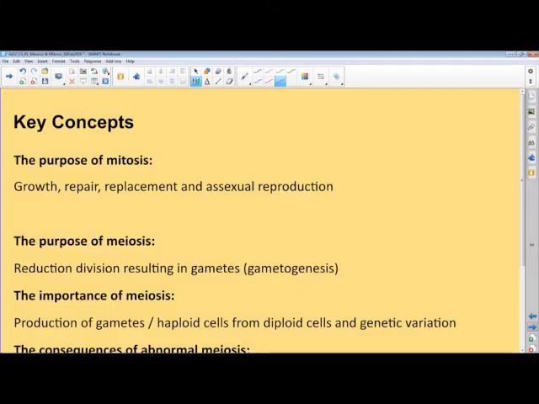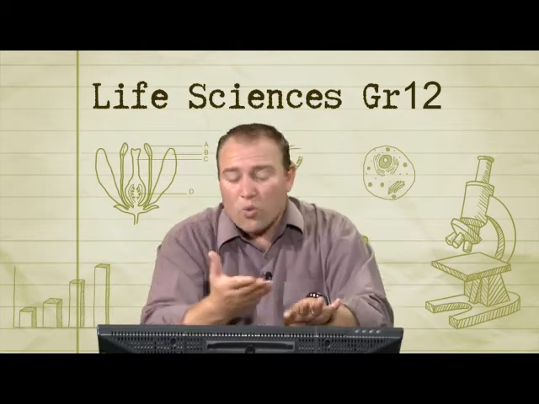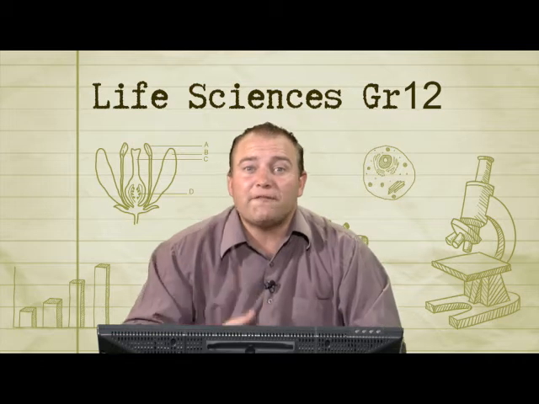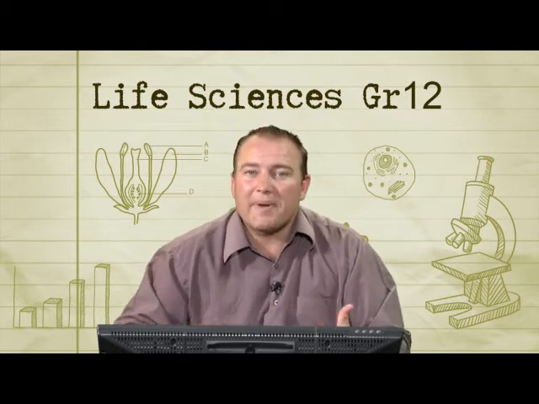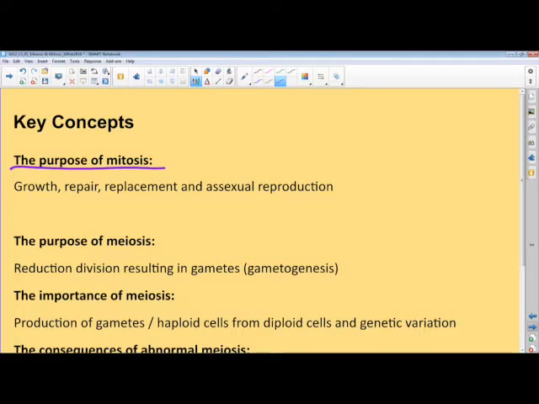First one, the purpose of mitosis. Come on. The purpose of mitosis is very simple. You're having a look at simple things like when you cut yourself or you graze yourself, you have to make new skin. So we're talking about replacement, repair, and of course, asexual reproduction and growth. Let's just go with the order that we've got here.